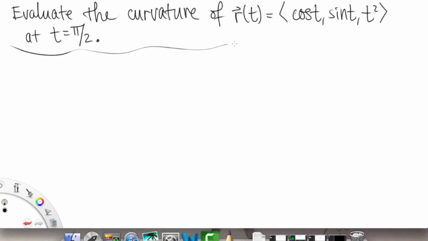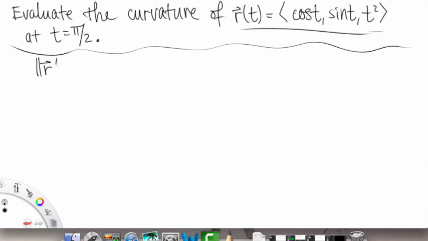Okay, so for any kind of curvature problem, what I like to do first is check to see if it's an arc length parameterization. If our given parameterization is an arc length one already, then we can automatically just use the simple formula, which is the magnitude of the derivative of the unit tangent vector with respect to the arc length, which is s. But anyways, let's check to see if that's true.